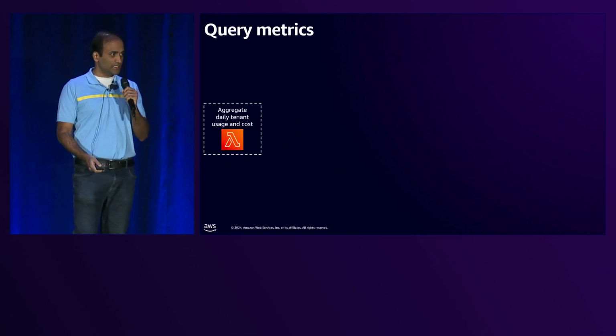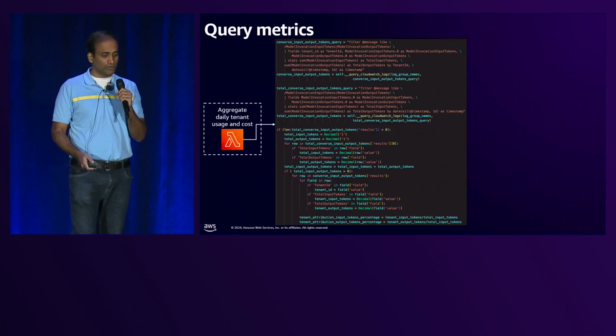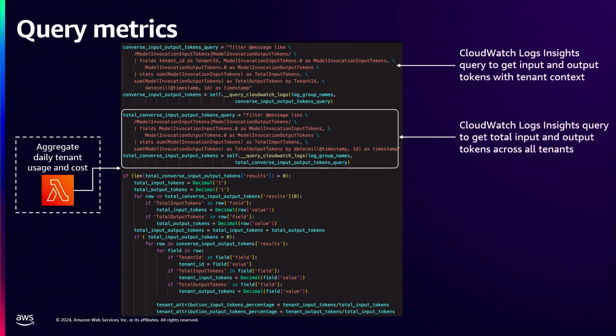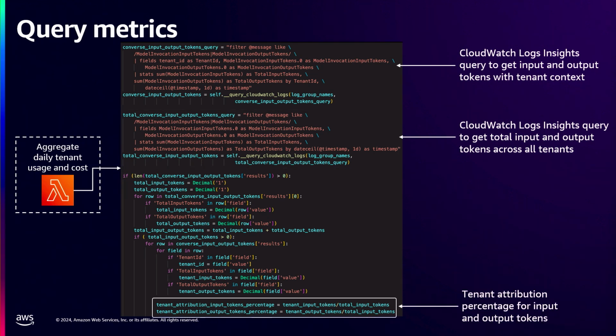So the first thing I said is you need to query the metrics. You could see in this code it is using the CloudWatch Insights query to get the number of input tokens and output tokens with the tenant context, basically the tenant ID, across your CloudWatch logs. The next query is trying to get the total tenant input and output tokens across all the tenants. And then you divide both of these values to get the percentage of consumption across your tenants. So basically, you're trying to get the tenant attribute percentage for input tokens and output tokens.